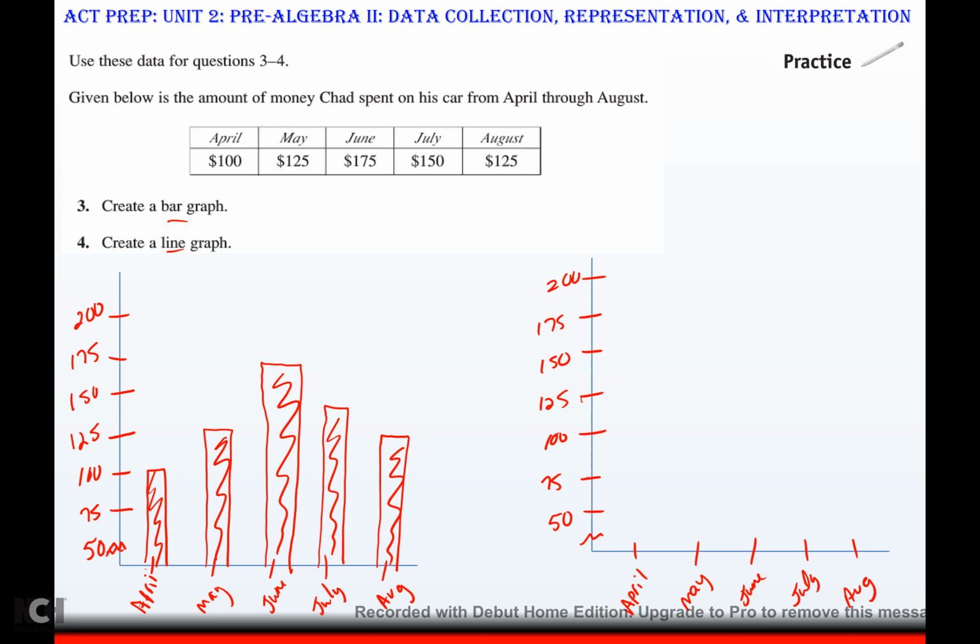Your line graph, you do the same thing, but instead of making bars, you make dots. So I've got 100 right there in April. In May, I've got 125. June, I've got 175. July, I've got 150. In August, I've got 125. And then you connect the dots. And that would be my line graph. Okay.